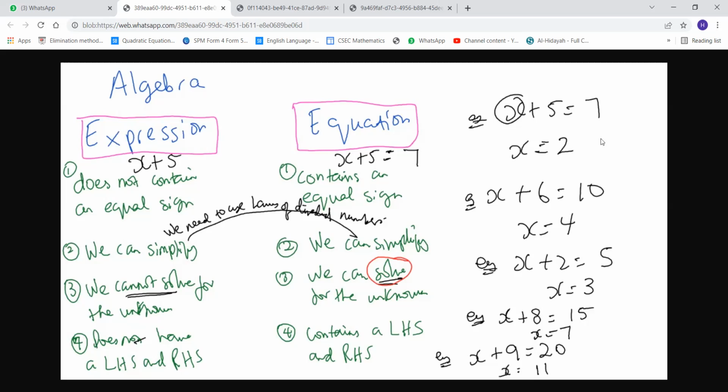The unknown takes a specific value, a specific number. So here x represents 2: some number plus 5 equals 7, that number x is 2. Next case, some number plus 6 is equal to 10, that number x is 4. 4 plus 6 is 10. And you realize x takes a specific value in every equation.